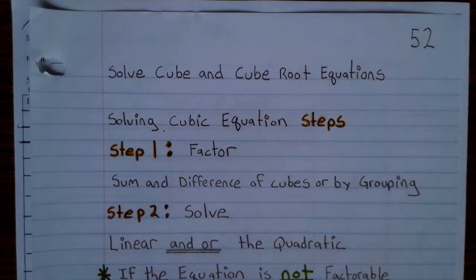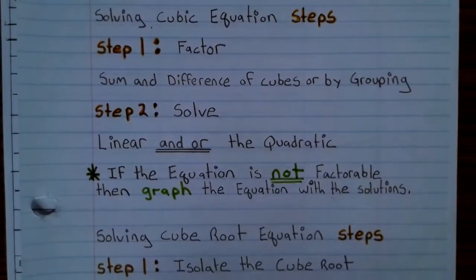Okay, Wildcat, today we're going to journal page 52, solve cube and cube root equations. Solving cubic equation steps. Step 1, factor sum and difference of cubes by graphing. Step 2, solve linear and or the quadratic. If the equation is not factorable, then graph the equation with the solutions.